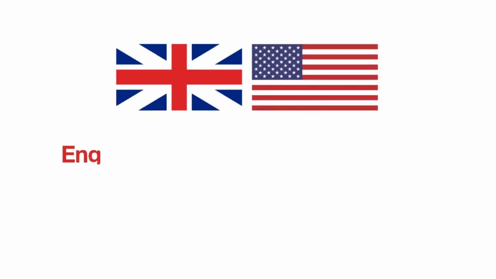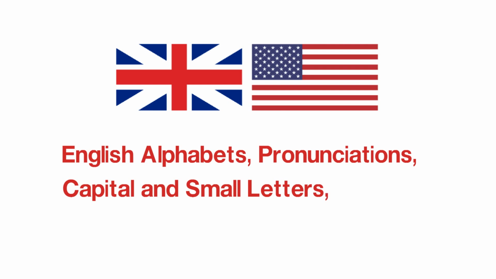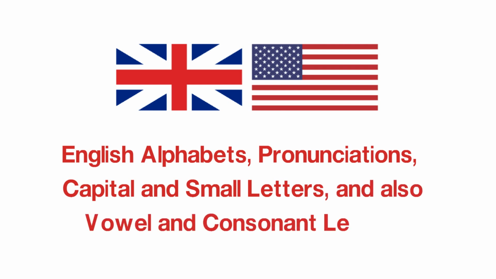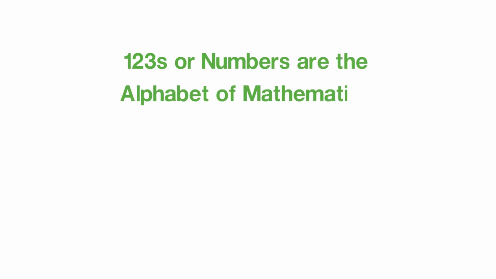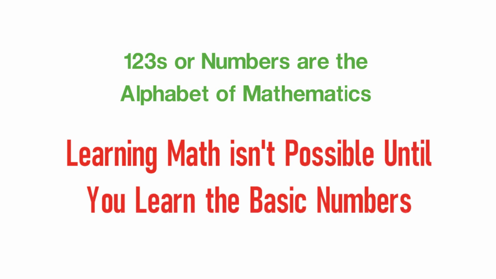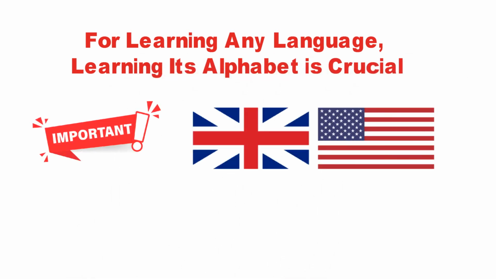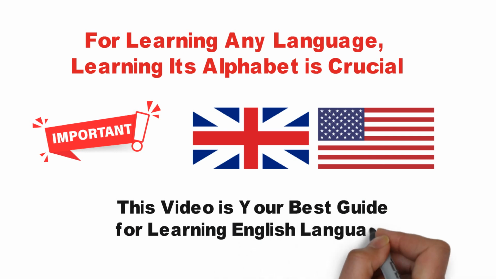In this video you will learn the English language alphabets, pronunciations, capital and small letters, as well as the vowel and consonant letters. As you know, 1, 2, 3 or numbers are the alphabet of mathematics. You cannot learn mathematics until you learn the basic numbers. That's why learning the alphabet of any language is very important for learning the language. So this video is your guide to English language alphabet and letters.